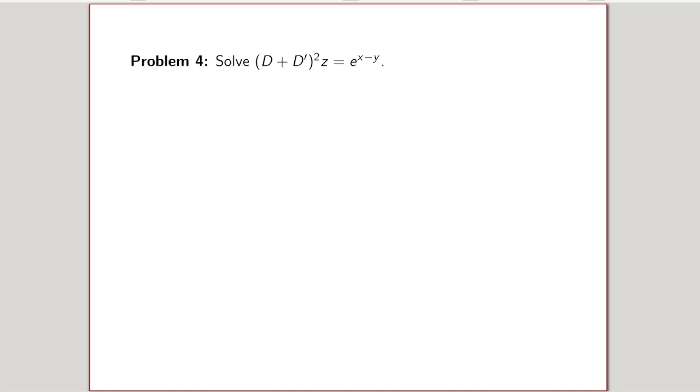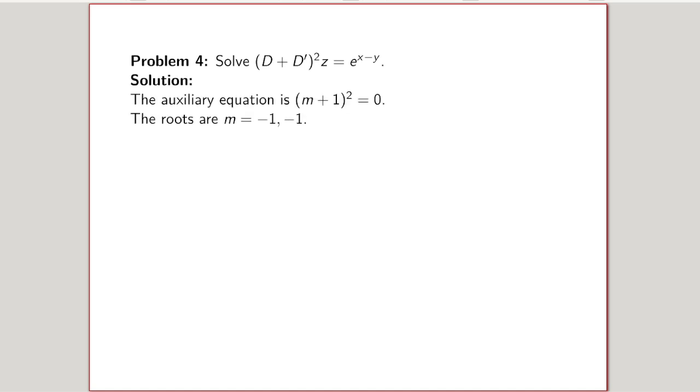d plus d dash whole square into z equal to e power x minus y. So the auxiliary equation we get is m plus 1 the whole square equal to 0. The roots will be minus 1 and minus 1, and then our complementary function is f1 of y minus x plus x into f2 of y minus x. So I'll find the particular integral.